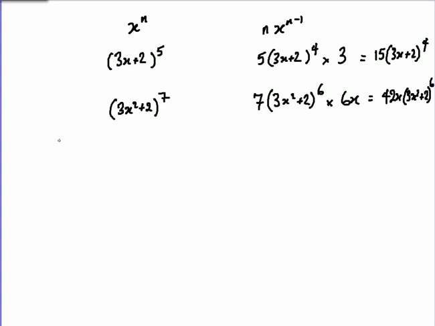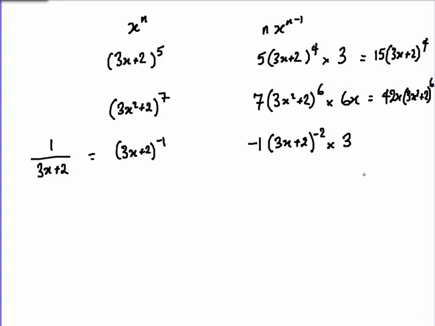And finally, if we had something like 1 over 3x plus 2, we'd think of that as something to the power -1. Differentiate the outside, take one off the power, and multiply by the derivative of the inside. If you want to tidy that one up, we've got a -3 there, and the power is squared in the denominator because it's negative.